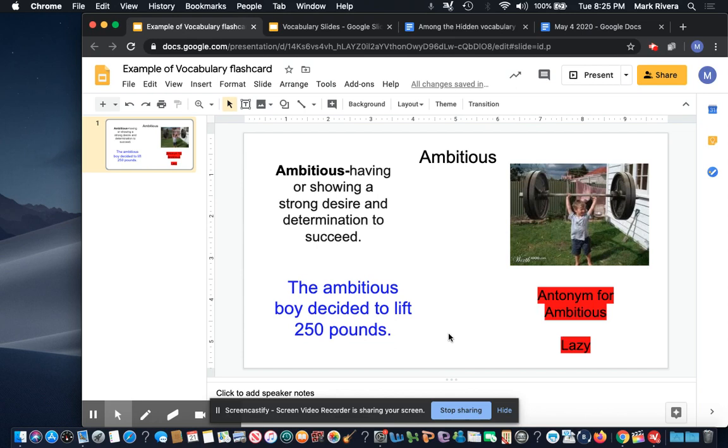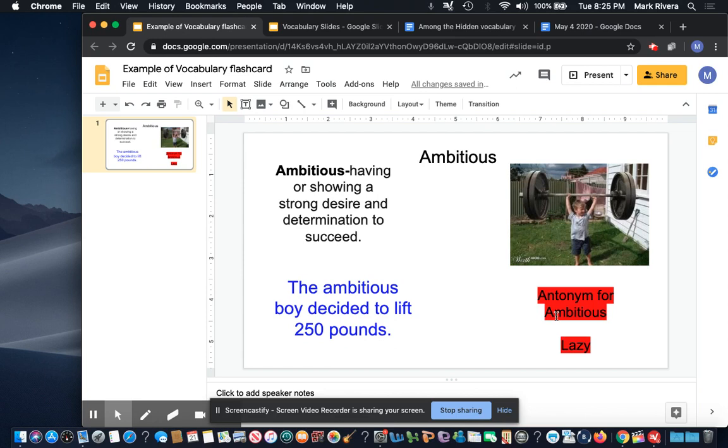Something you need to know in order to do this is that you can't just go onto the internet and Google "ambitious," because sometimes the pictures aren't going to represent what it means to be ambitious. So you might need to think about what it means to be ambitious. When I found this picture, I didn't type in the word ambitious. I typed in a boy doing something amazing, and this is what pops up. Or a boy lifting up something more than he should, because I know that's ambitious. And again, I have that word ambitious in the sentence: The ambitious boy decided to lift 250 pounds.